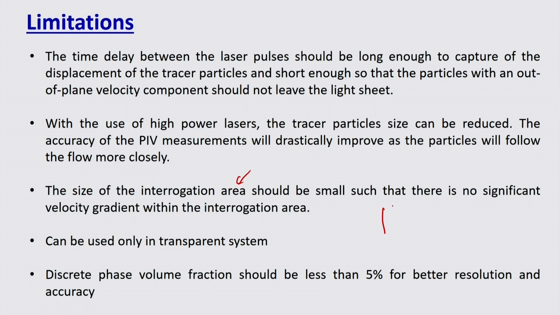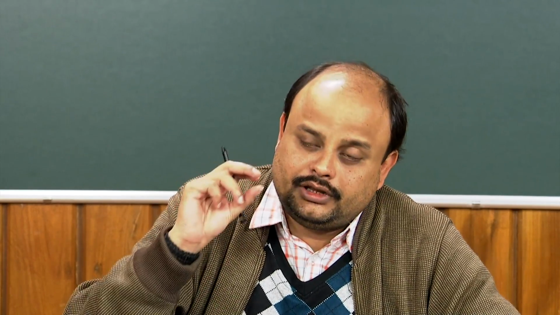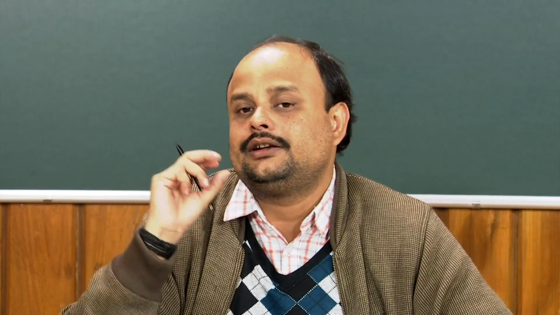So, suppose this is your overall picture, and in one case you use the interrogation area like this, and in another case like this. What will happen? In the small area, the number of particles will be less. If the image density is less, as we have already discussed, the accuracy will be less. But at the same time, if you use a very big area, the number of particles will definitely increase, but there may be a velocity gradient within this area. And what are we going to do? We are adding all the particle movement and then giving one displacement. So, you will lose spatial resolution. You will not be able to tell whether there are any changes within that area or not.